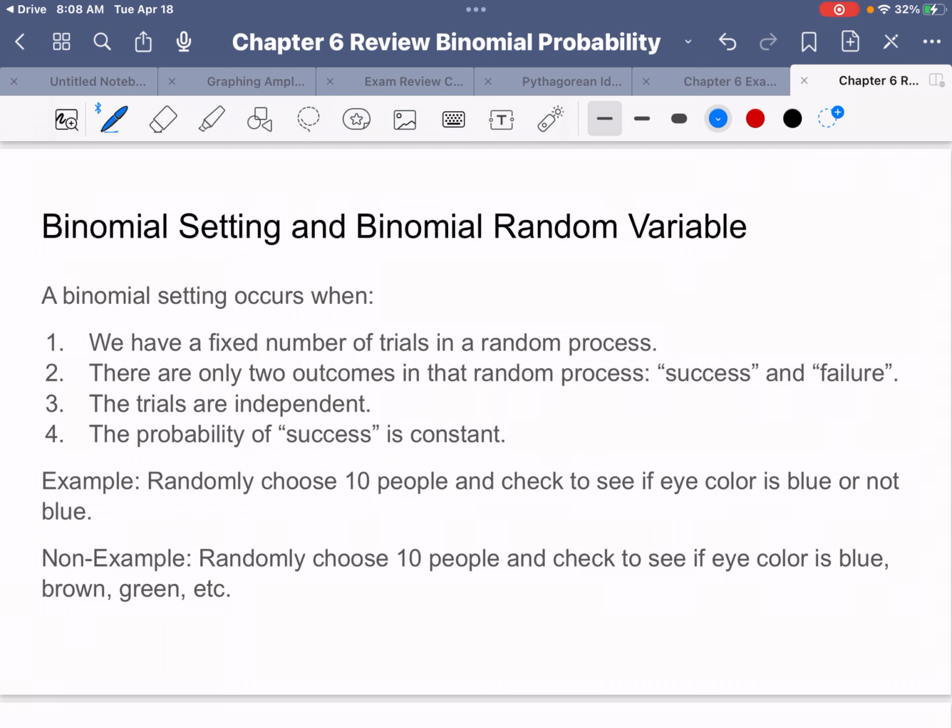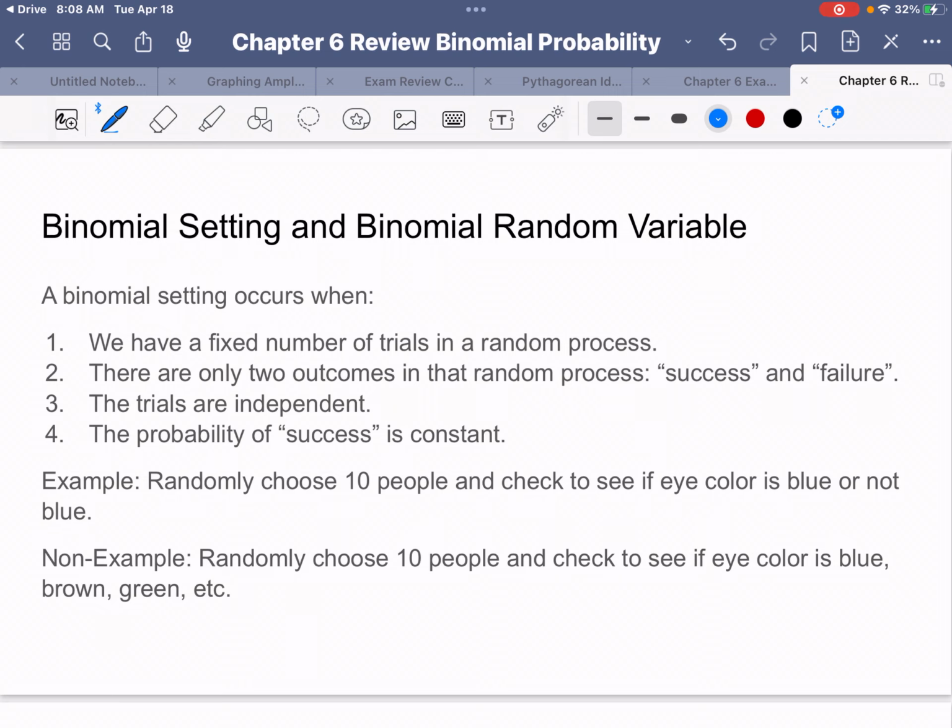A binomial setting occurs when you have a fixed number of trials in a random process. There are only two outcomes referred to as success and failure. From trial to trial, they are independent, and the probability of success is the same for every trial.